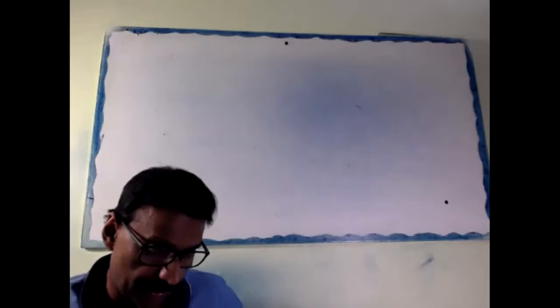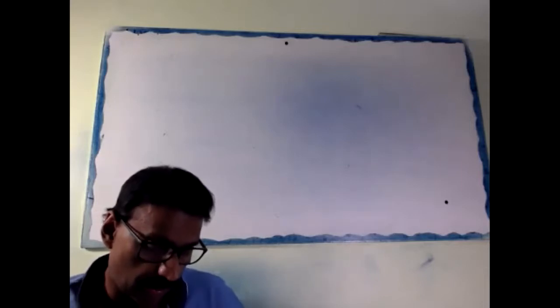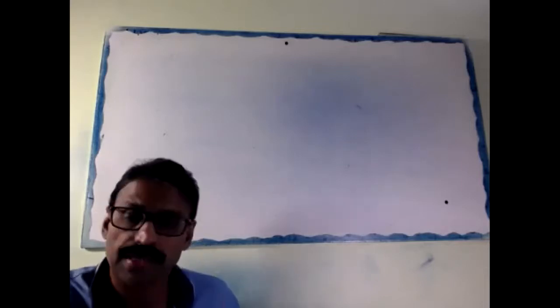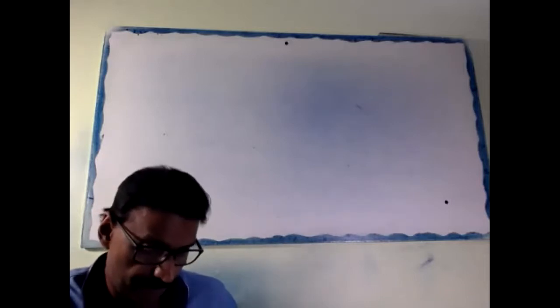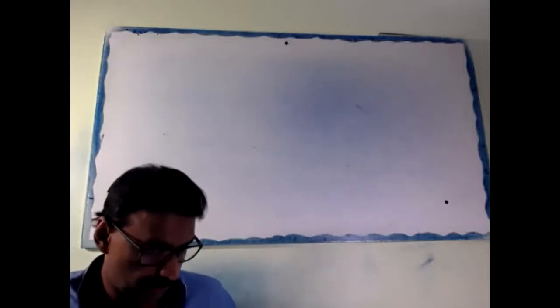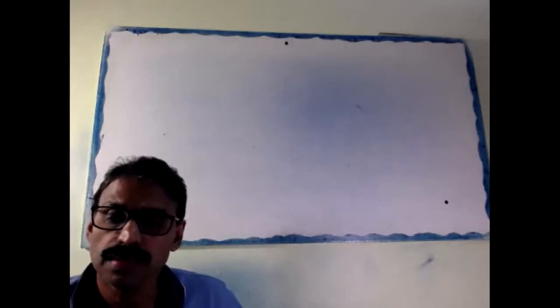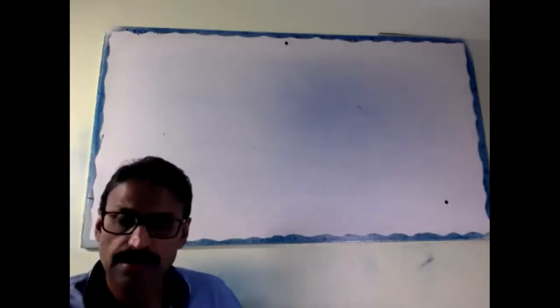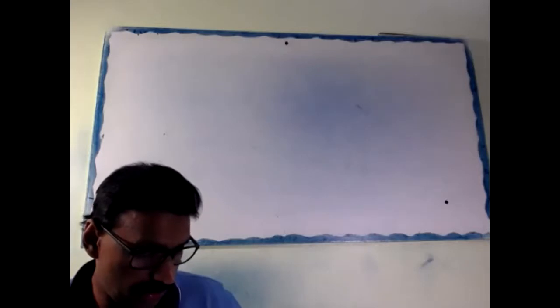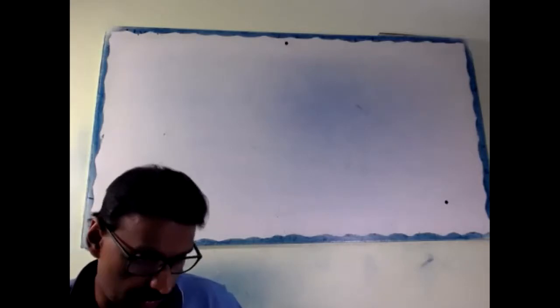Quadrilaterals. What did you do last class? Come on, can you check what we did last? Last question, what did we do? Hello, last question. Trapezium 1, okay.